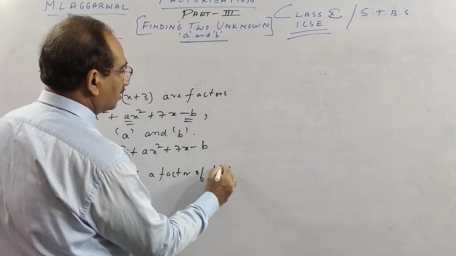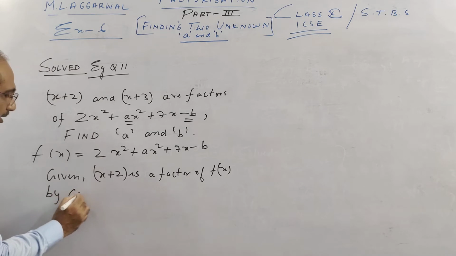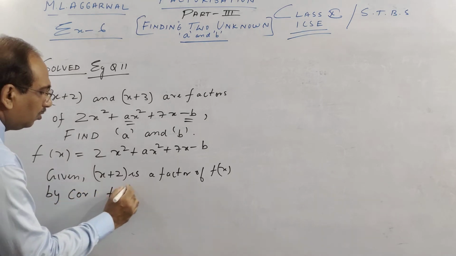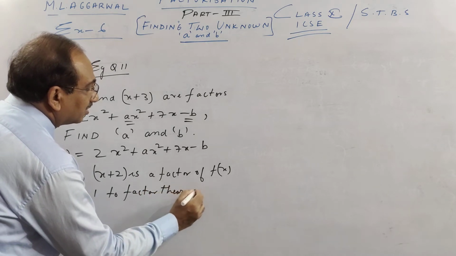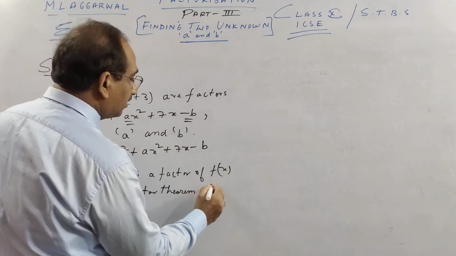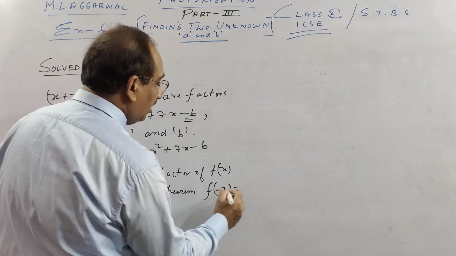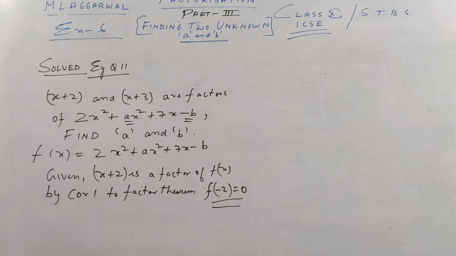of f(x), then what we see by corollary 1 to factor theorem, so this is quite important, what do we get, children? X plus 2 is a factor, so f(-2) should be 0. Okay, so what do we get here? Please copy what I have written.